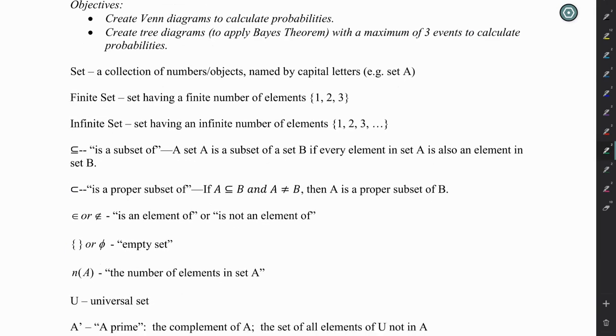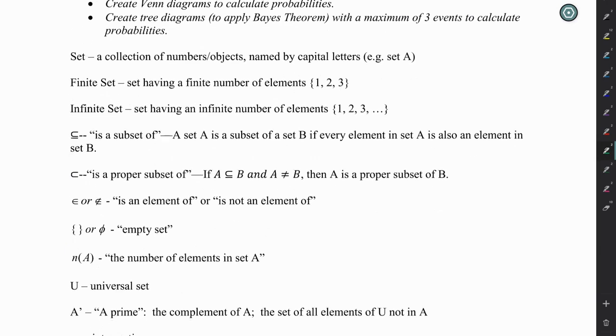A set is a collection of numbers or objects named by capital letters. For example, set A. We can use any letter we want, but we have to make sure it's capitalized. A finite set is a set having a finite number of elements, which means we can count the number of elements in the set. For example, 1, 2, 3.